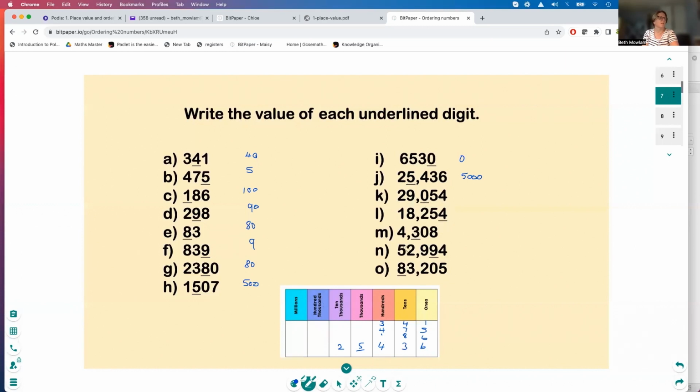Again, looking at 29, the 0 is in the hundreds. So it just represents 0 hundreds. So 0 still. 18,254. The 4 is in the units, so that just represents 4. 4,308. So remember, as you say it, look, you're even kind of telling yourself the answer. So if you can read these numbers, it is 300.